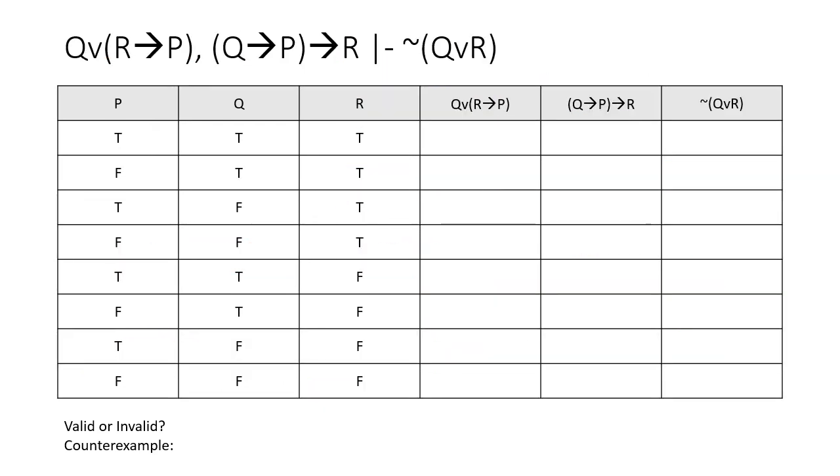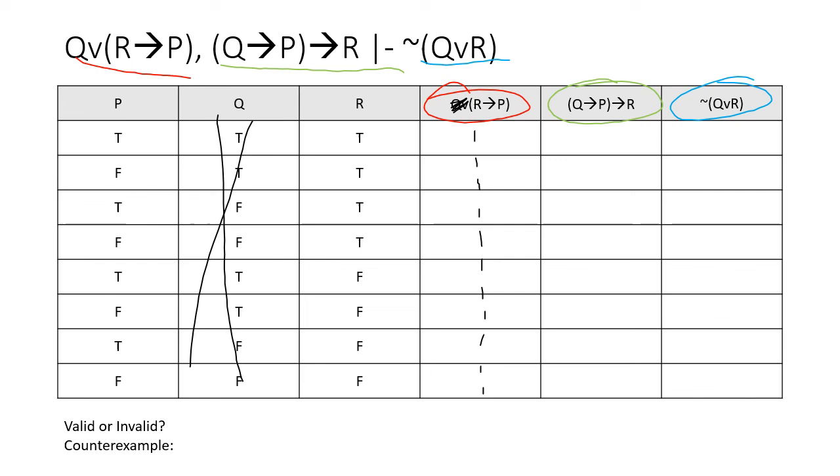Now for this final one, we've got two premises and a conclusion. Pretty straightforward. The first one has an arrow within the parentheses, so we know that we have to do that one first. We're going to ignore that. And as I've said before, we have to make sure we read this the right way.